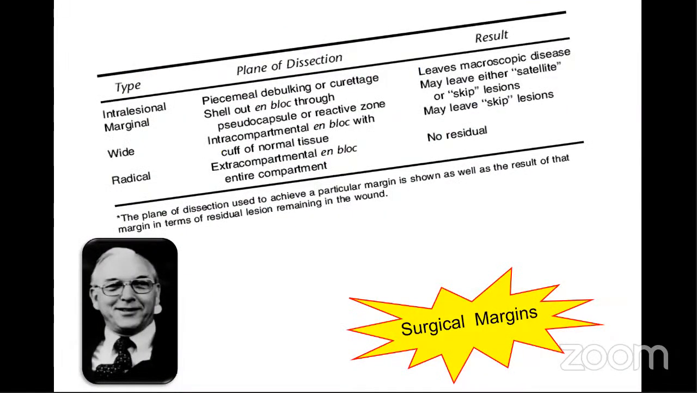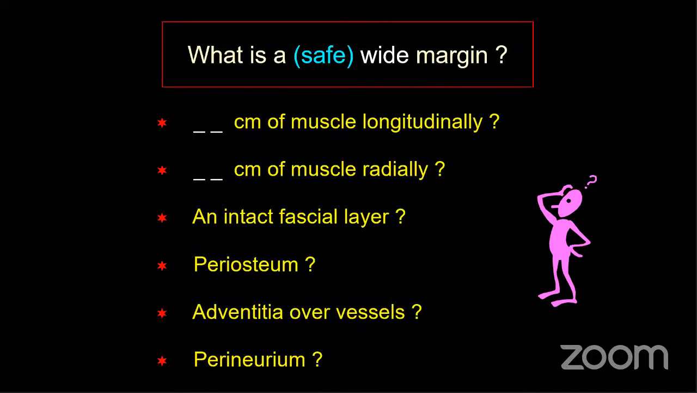Now, Enneking described the conventional margins, he spoke of intralesional, marginal, wide, and radical, which is well known to all of us. But when you talk of a safe or a wide margin, what do you actually mean? How many centimeters of muscle longitudinally or radially? Is an intact fascial layer adequate? When you're near bone, is just periosteum going to be adequate? And especially when you're encountering vessels and nerves that are partially encased or very close, what would you do to try and save function?